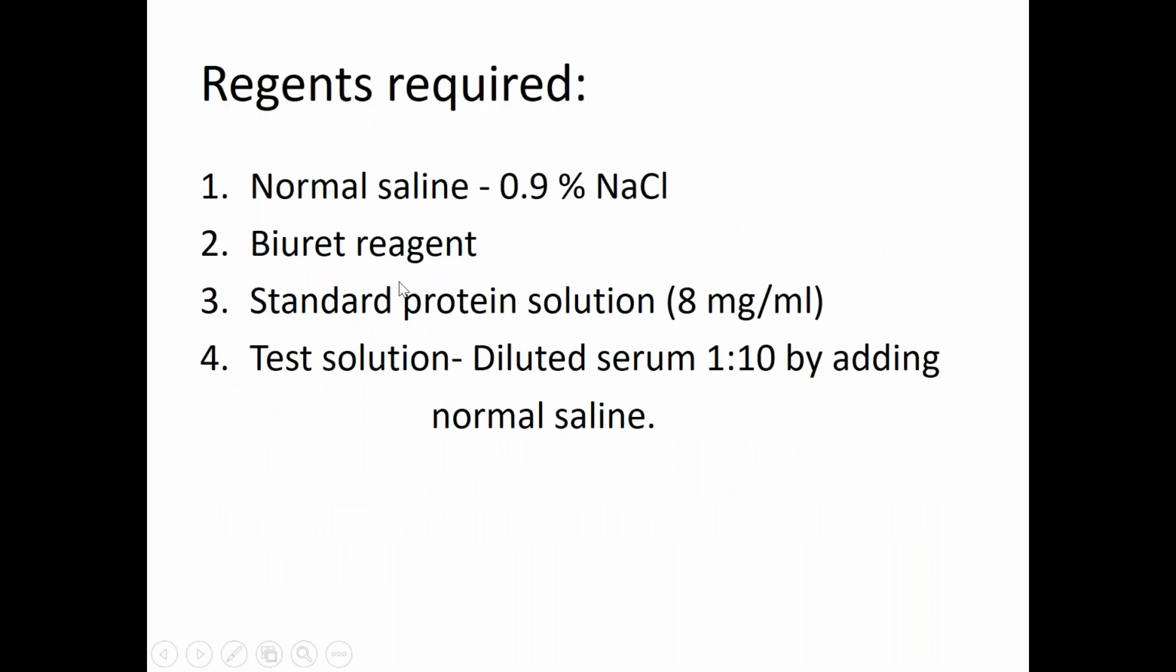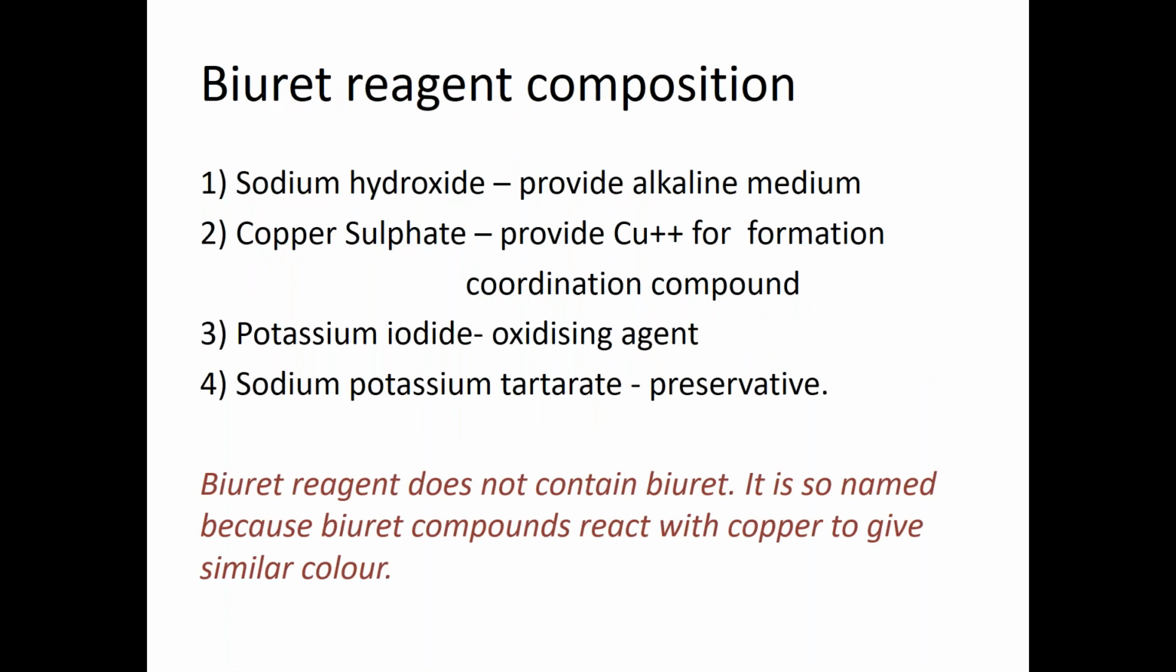As biuret reagent is required in this practical, let's come to its composition. Biuret reagent consists of sodium hydroxide, copper sulfate, potassium iodide, and sodium potassium tartrate. Sodium hydroxide provides the alkaline medium. Copper sulfate provides copper for the formation of the coordination compound. Potassium iodide acts as an oxidizing agent, and sodium potassium tartrate is used as a preservative in this reagent.